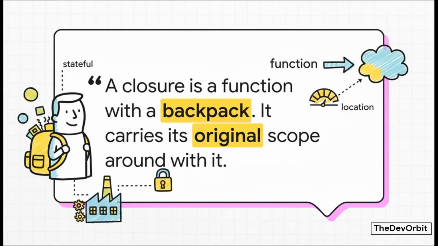And this idea of looking up the scope chain leads directly to one of JavaScript's most powerful features, closures. I love this analogy. A closure is a function with a backpack. Seriously, it literally carries its original scope, all those variables from where it was born, around with it in that backpack. So even if you run that function somewhere else entirely, it can still reach into its backpack and pull out the variables it needs. This is amazing for things like creating private data that nothing else can touch.